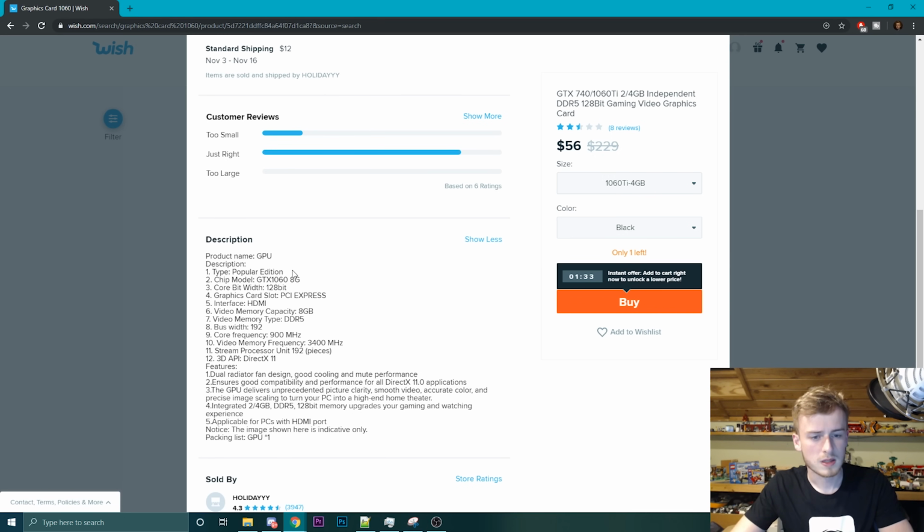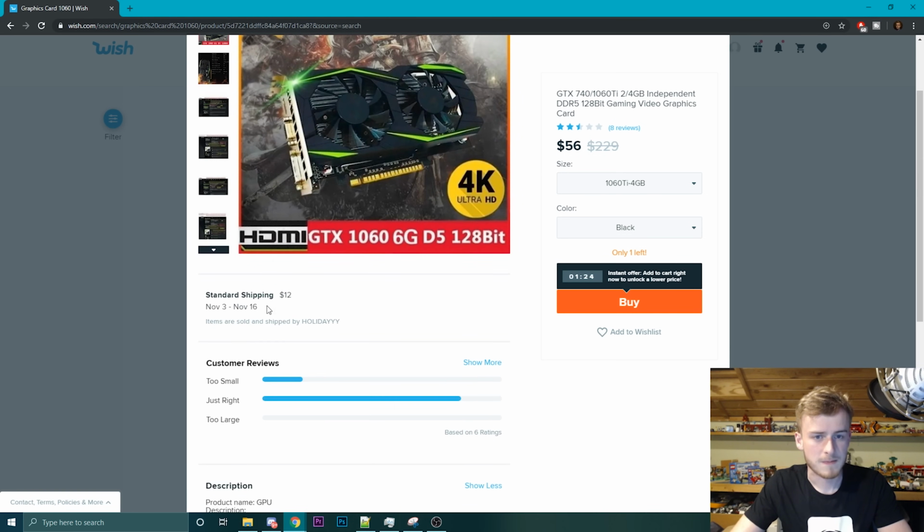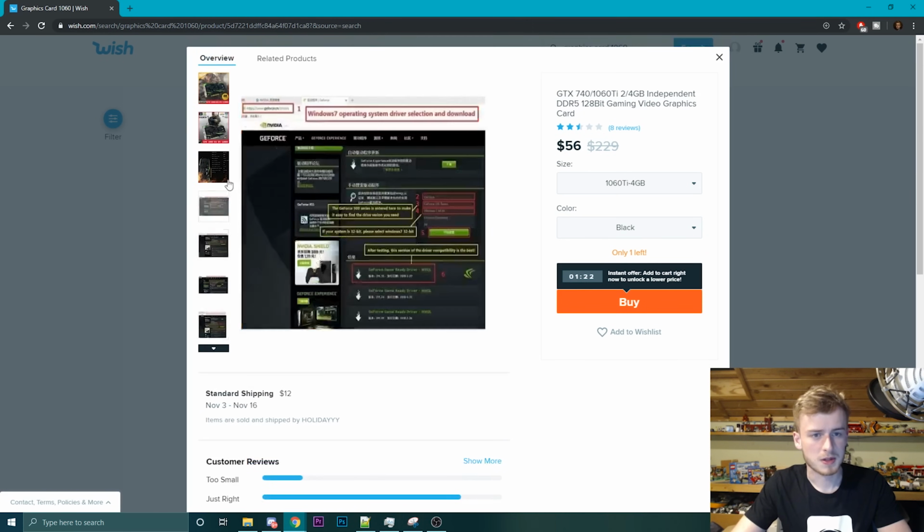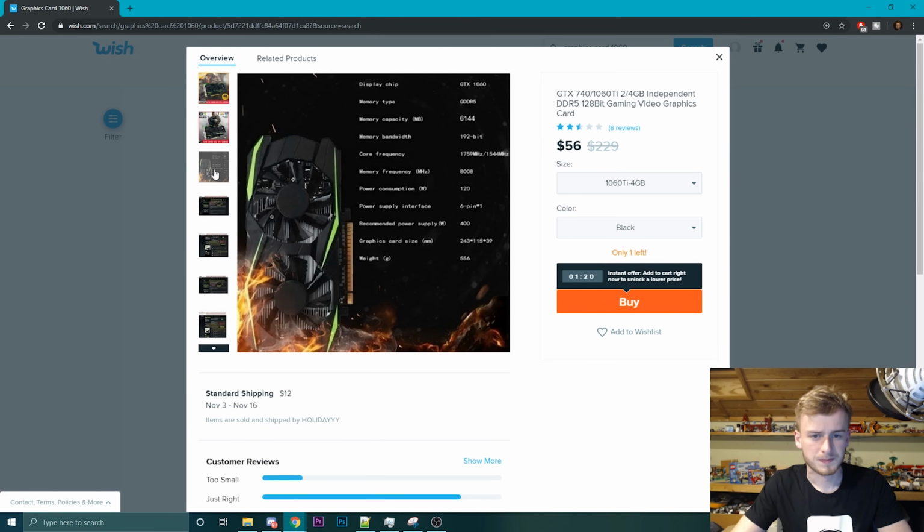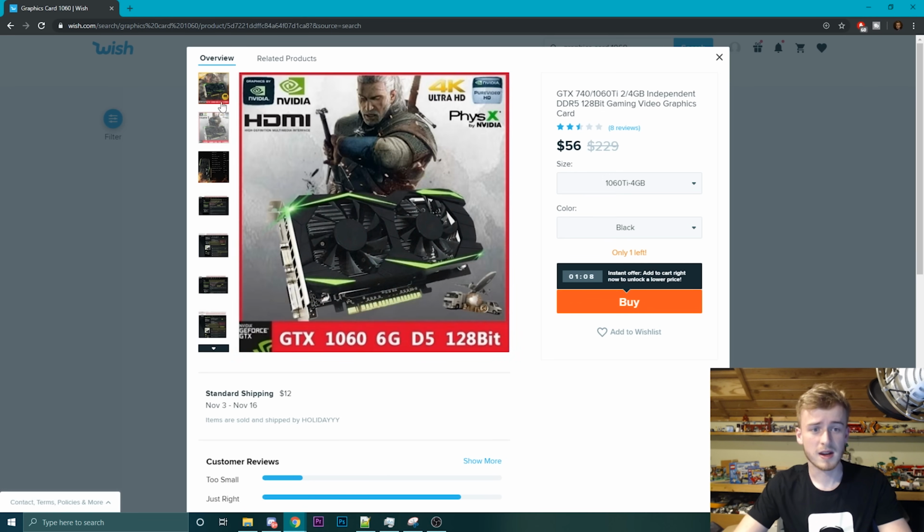So just a couple other things to point out. Graphics card slot, you have PCI Express. It doesn't say what type it is, x16, etc. Not really a big deal. Interface HDMI. Now, I want to also point out a couple things on this card. As you can clearly see, it's advertising the 1060. It's saying that the memory frequency is 8. Now it's showing that it's 6, but it's saying it's 8 down here.